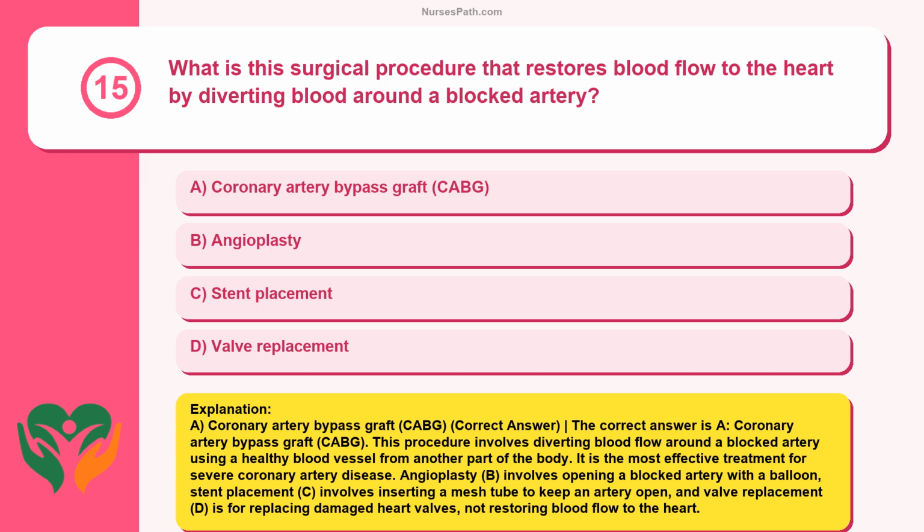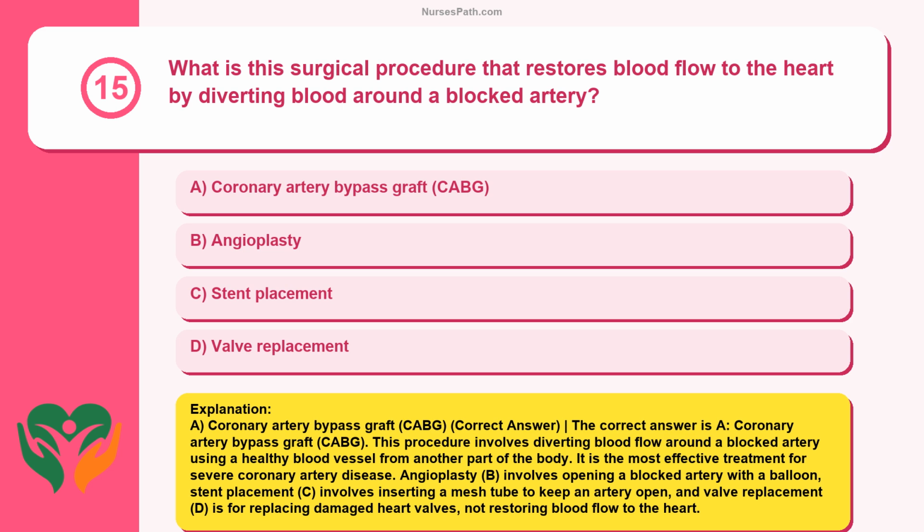A. Coronary artery bypass graft, CABG. Correct answer. The correct answer is A. Coronary artery bypass graft, CABG. This procedure involves diverting blood flow around a blocked artery using a healthy blood vessel from another part of the body. It is the most effective treatment for severe coronary artery disease.